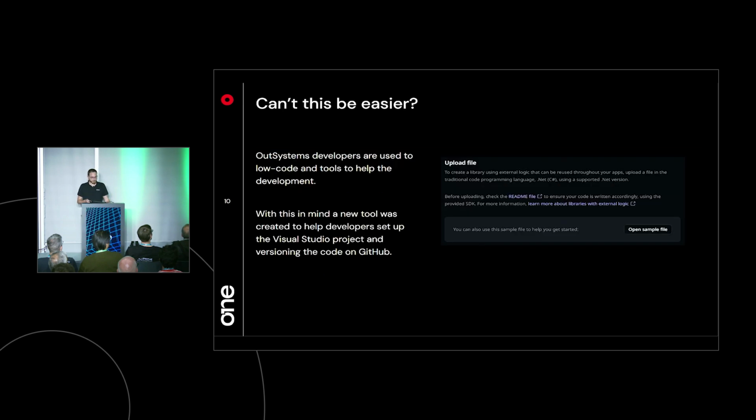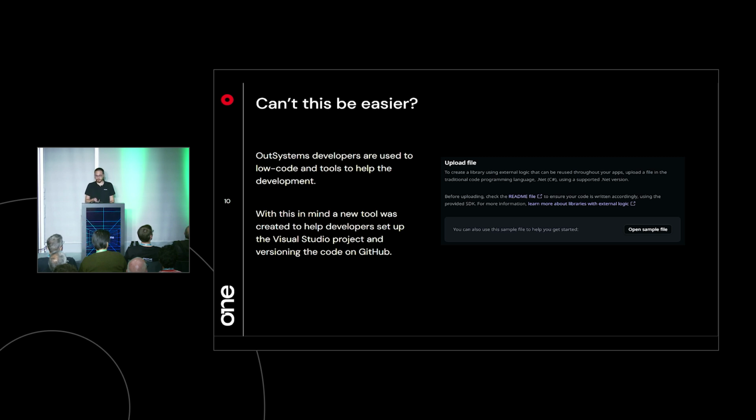Right? And as you saw, it requires a little bit more coding. Right? Before, in OutSystems 11, we just create a new extension file, click on a button, Visual Studio opens, and we just code our application. Here is a little bit different. We have to do something more manual. And the idea was, can't this be easier?